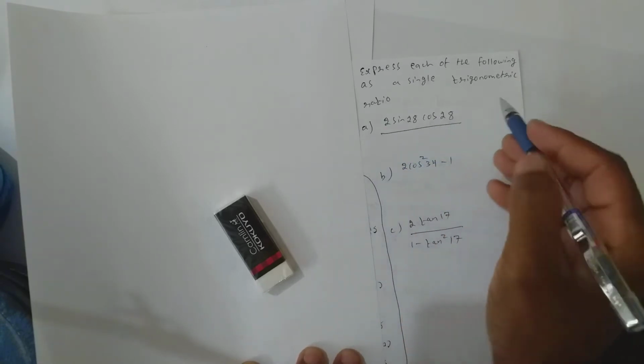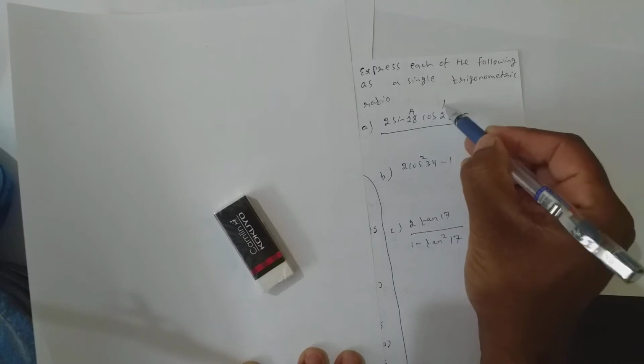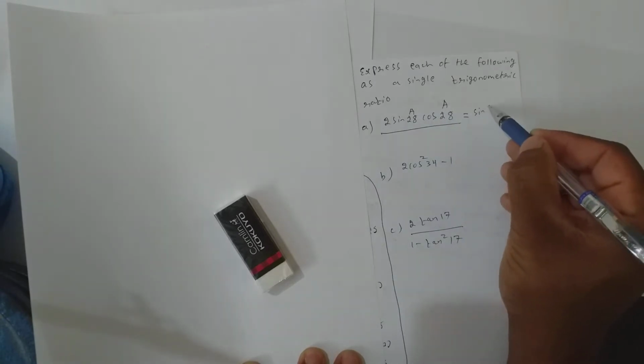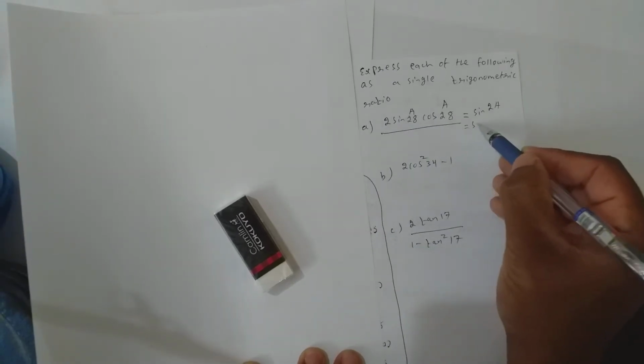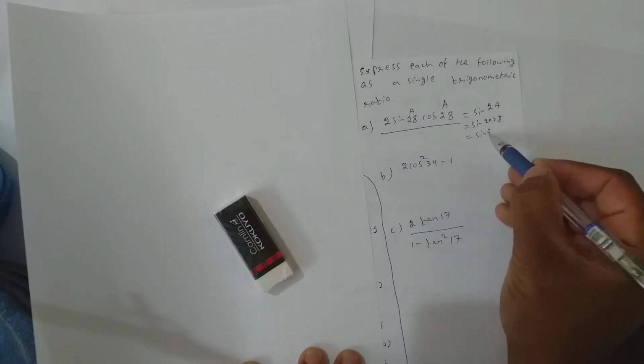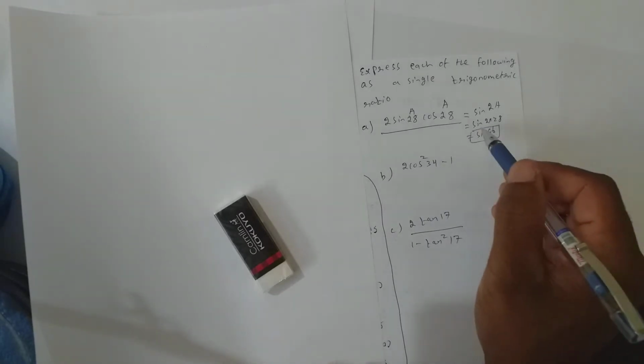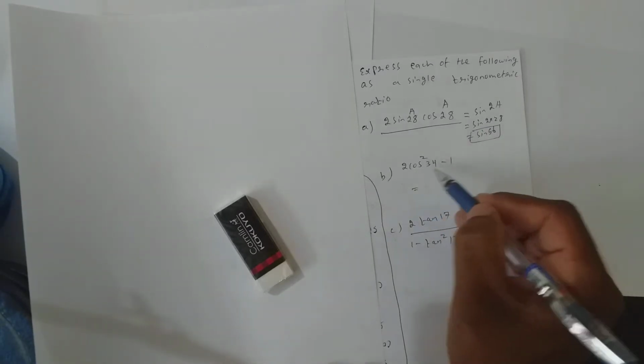2 sin 28 cos 28. By looking at it, which formula is it for? 2 sin A cos A is the formula for sin 2A. So it becomes sin 2 into 28, which is sin 56. So you have expressed it as a single trigonometric ratio. This sum is done.